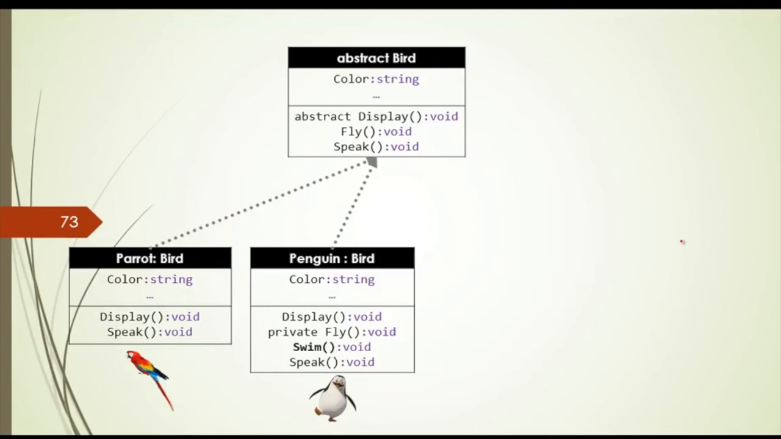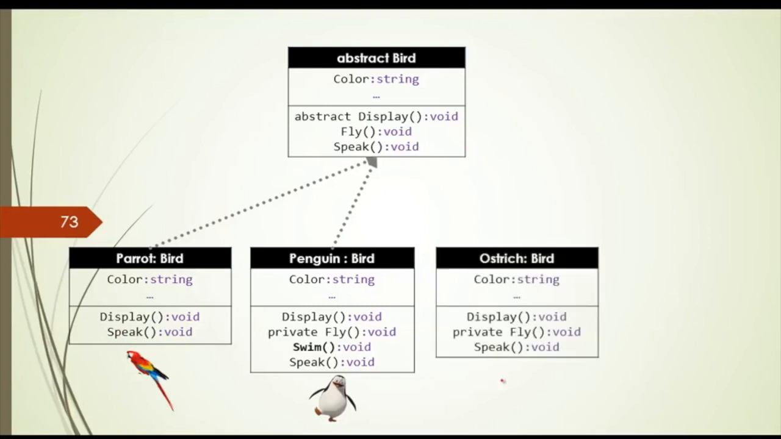But penguins have a special ability: they cannot fly, but they can swim. So I'm really making the fly method private. And we really have to write these speak methods differently because all of the birds speak differently. Let's say we have ostrich, and same thing, display method, we have to write ostrich do not fly, so we are changing the fly method somehow, and changing the speak method as well.